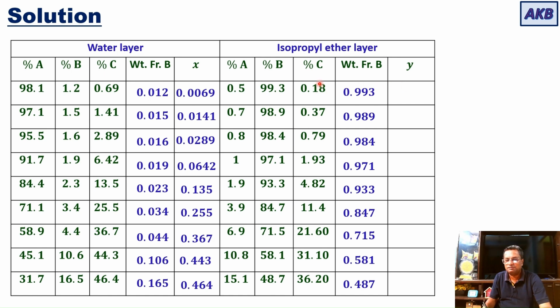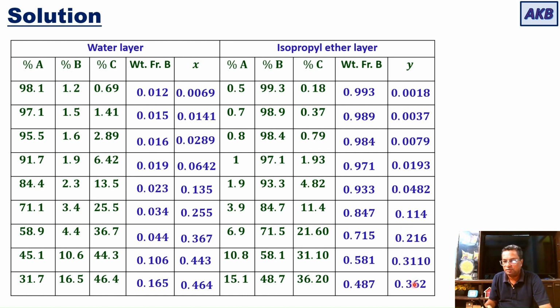Then we have to get the weight fraction of C. The weight fraction of C in the isopropyl ether layer, or B-rich layer, or the extract layer, we denote by Y. So this will be 0.18 divided by 100, it's 0.0018, then 0.0037. Similarly, all other percentage values are divided by 100 to get the fractions. So now you get all the fractions. Now what is left? You just have to plot weight fraction of B versus X for the water layer, and then weight fraction of B versus Y for the isopropyl ether layer.